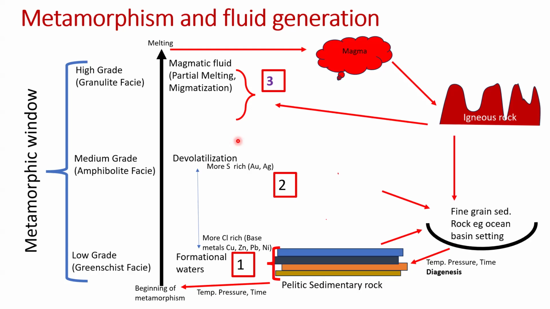What determines what is present has to do with the source. It has to do with the source of the sediment, and the source of the sediment has to do with provenance. It's a cycle. Okay, it's a cycle.